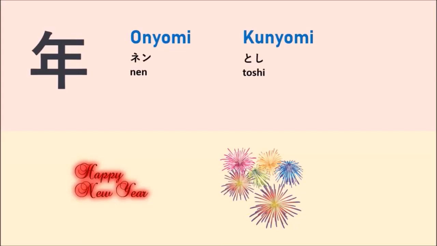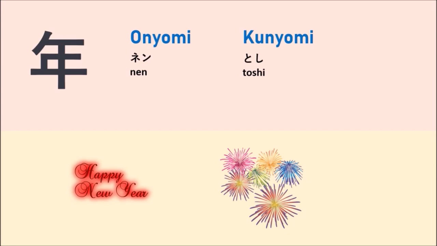This kanji has the meaning of year. When we talk about the year in Japanese, we use this kanji. It has the onyomi reading like nen and the kunyomi reading like toshi. So this kanji has only two readings. As you see here, we have nen and toshi.